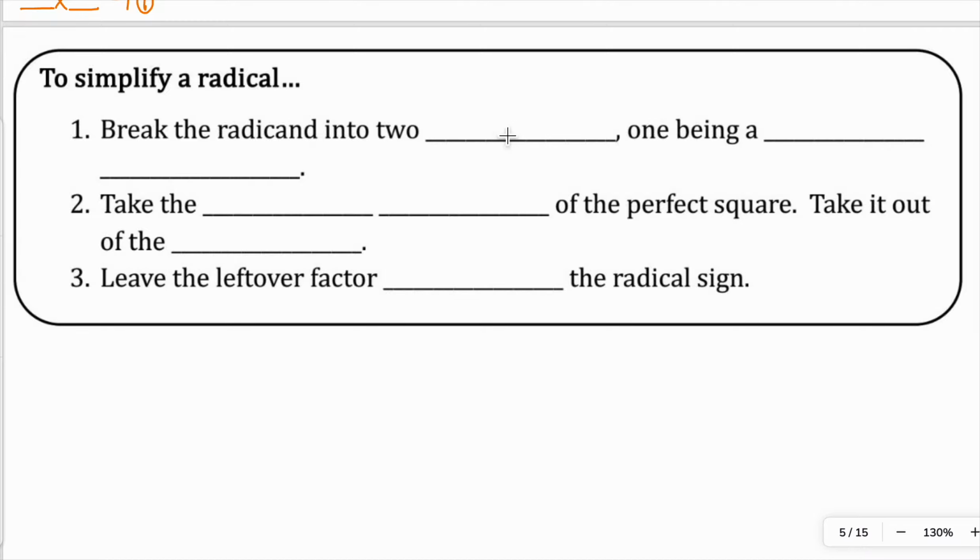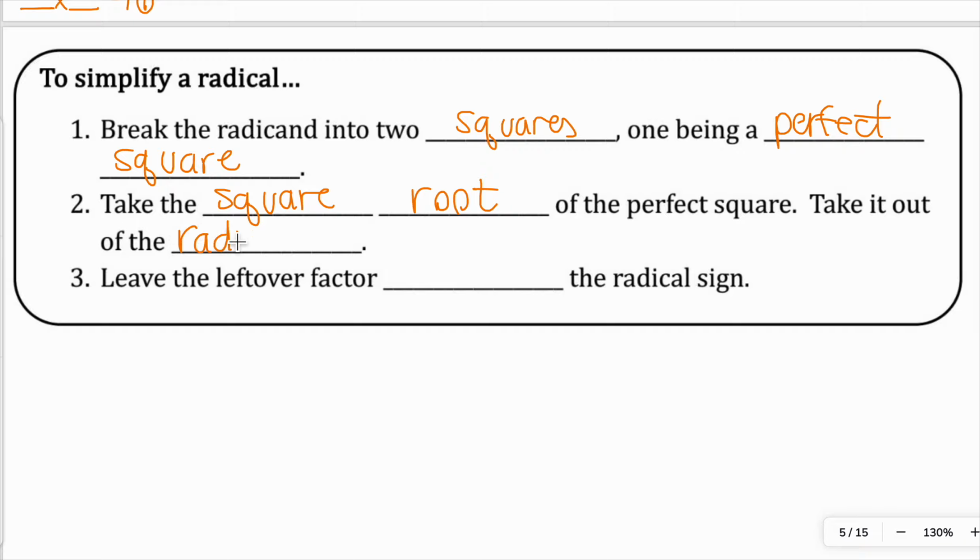Now we're going to switch to simplifying the radical. The first thing we want to do is break the radicand into 2 factors, one being a perfect square. Once we do that, we will take the square root of the perfect square and take it out of the radicand. Then we leave the leftover factor inside the radical sign. So we're going to practice that now.